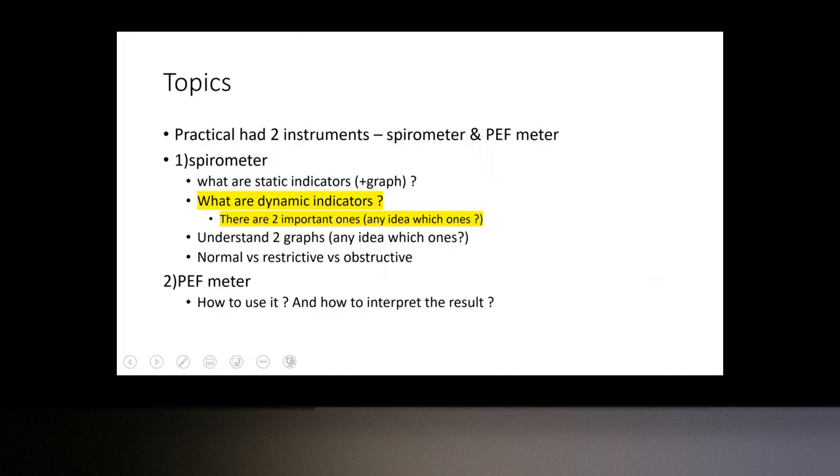So we discussed the static indicators, we know what they are. Now we have to discuss what the dynamic indicators are. There are many actually, and I will only discuss two important ones, because these are the two we need to understand the differences and to understand the graphs. So any idea which two I'm talking about? I know it's a wild guess, but if you have studied this, you might have an idea. Okay, just tell me what dynamic indicators are.